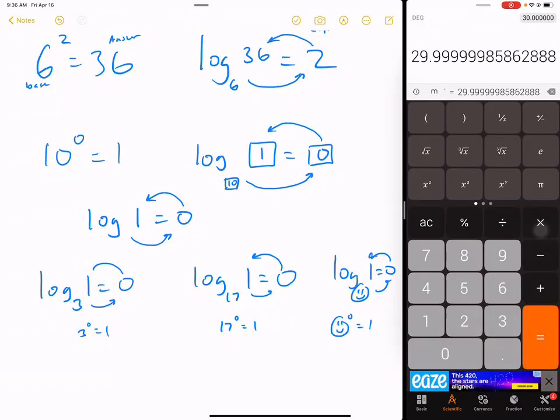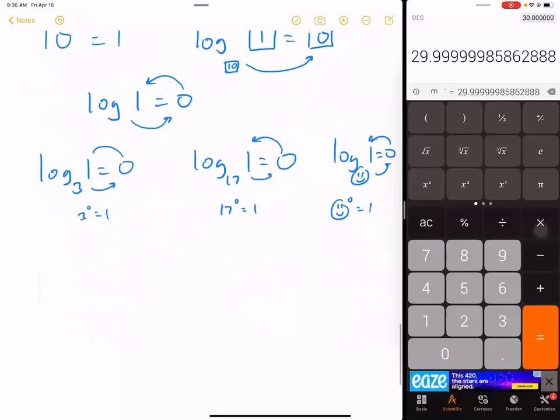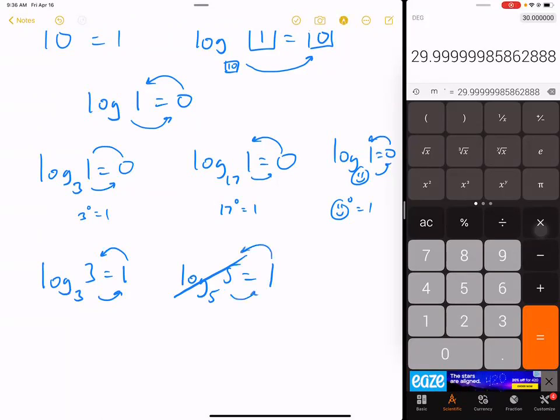Do we have any other weird logs like that? Actually, we do. If you ever take the log of itself, 3 to what exponent is itself? How do I get from 3 back to 3? 3 to the 1 power goes back to itself. So here's one thing we realize. If you ever take a log of a number with the same base, they cancel out and become just 1. Because isn't it true that 5 to the 1 power is 5? Well, log 5 base 5, that's just 1.